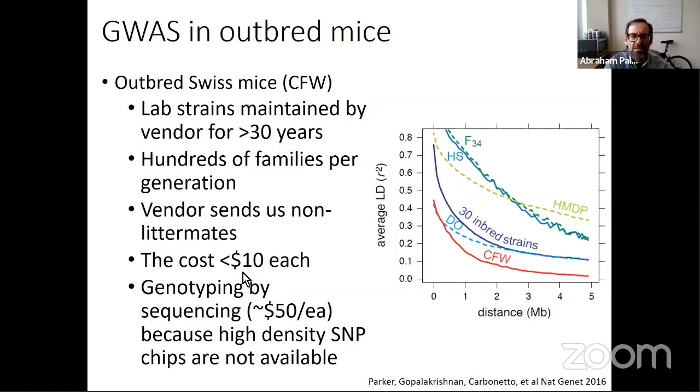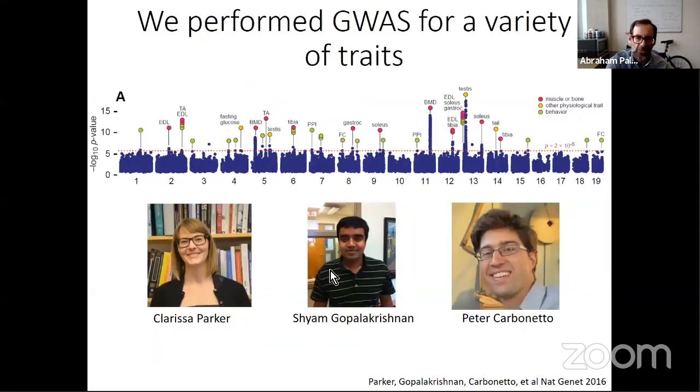These animals are very inexpensive. When we did the study, they were costing us about $5 a mouse. Now I think the price may have increased to $8 a mouse, but they're very, very inexpensive as a reagent, essentially. They can be genotyped using a sequencing-based approach, and that's because there aren't high-density SNP arrays. And significantly, when we looked at the breakdown of LD, which is critical for the precision of mapping when doing GWAS, in CFW mice, we found that it was superior to any of the other populations that we were able to characterize. That means this is a population that should give relatively precise localization of causal alleles.